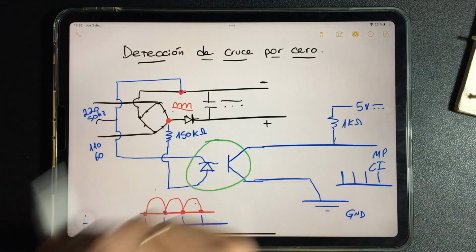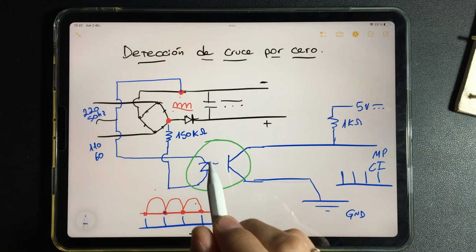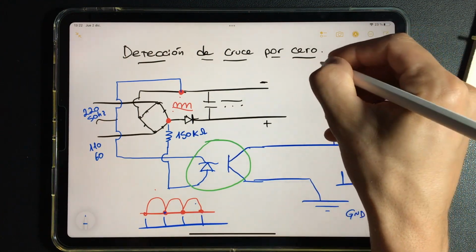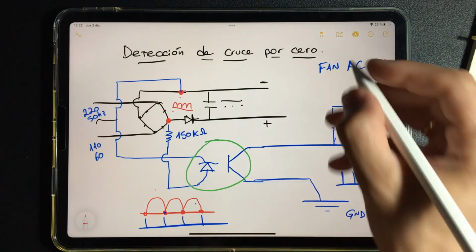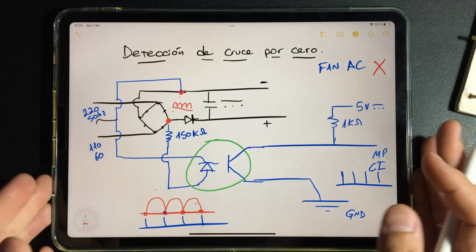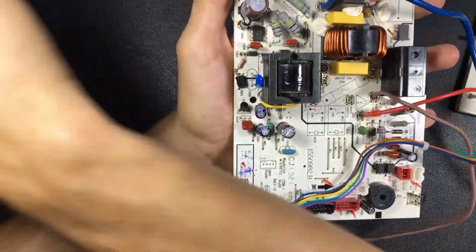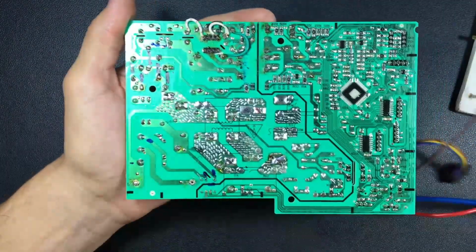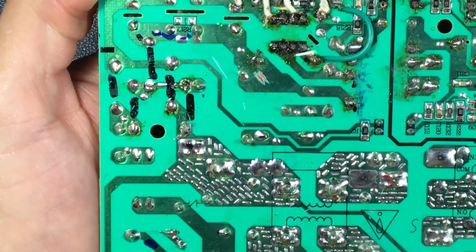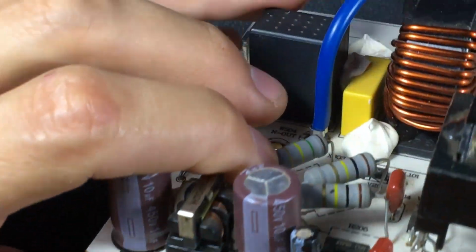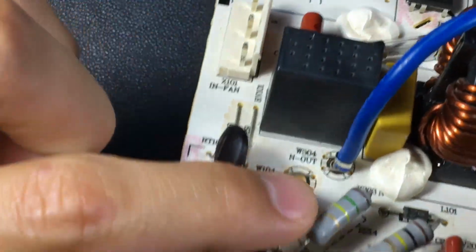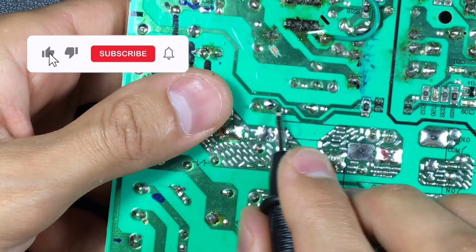We will see all this on the board now to be able to identify this circuit. If this does not work, for example, it may be that the AC fan stops working. I will show you this same thing on the board. Let's observe and follow up here. From this point, where we have this sample, notice that from here we will go to here, with a high value resistance. In this case it is this. And then we go directly to an optocoupler.